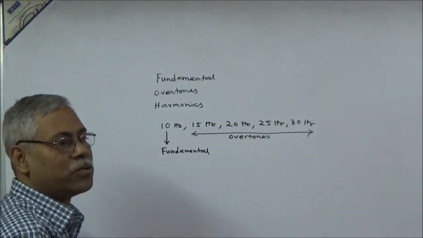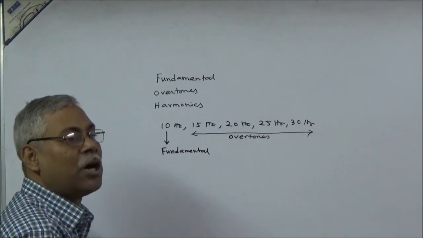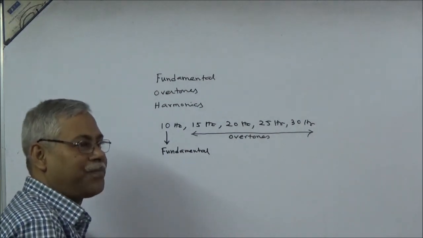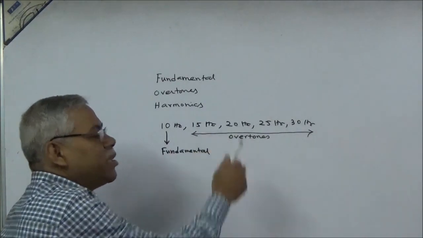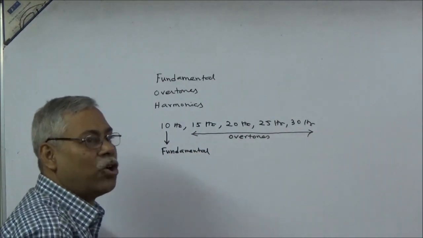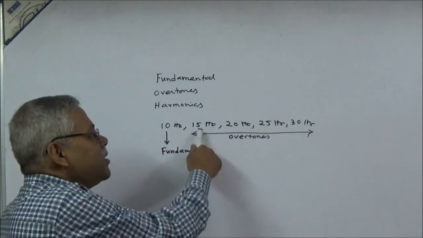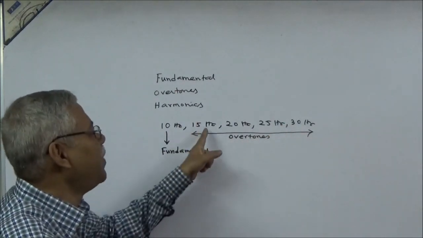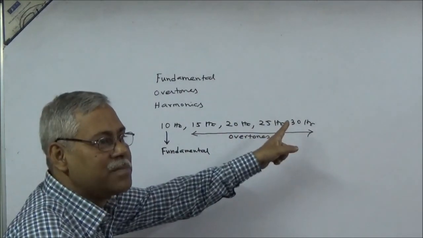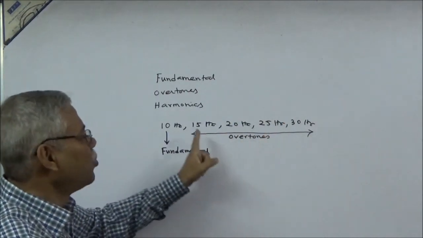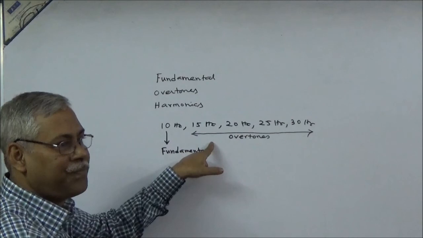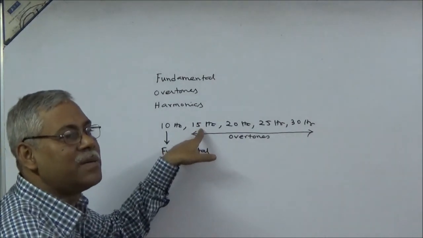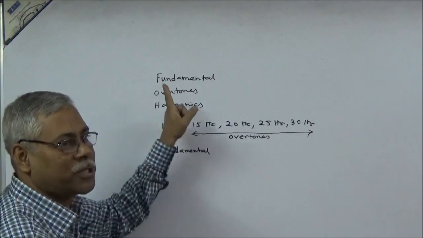So these are overtones. Now you have to name overtone. How do you name overtone? You have to arrange the overtones in ascending order. I have arranged all the overtone frequencies in ascending order. You can see 15, 20, 25, 30 in ascending order. So in that ascending order, the overtone that appears first, that comes in the first place, is the first overtone.